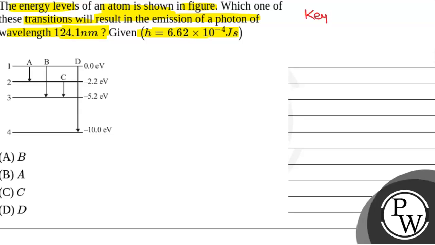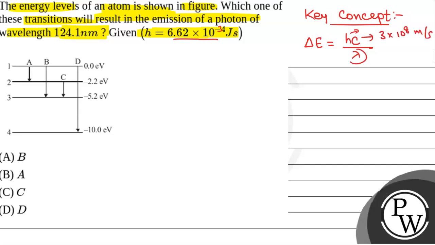First of all, we will see what the key concept used in the question is. The key concept will be delta E, that is the difference in energy level, is equal to hc by lambda, where h is Planck's constant, given as 6.62 into 10 to the power minus 4 joule second. It is actually 6.62 into 10 to the power minus 34 joule second. And c is the speed of light, that is 3 into 10 to the power 8 meter per second. And lambda is the wavelength, given as 124.1 nanometer, so that will be 124.1 into 10 to the power minus 9 meter.